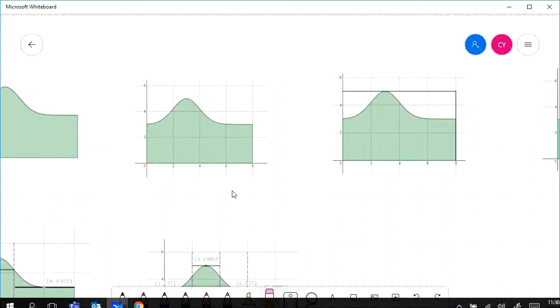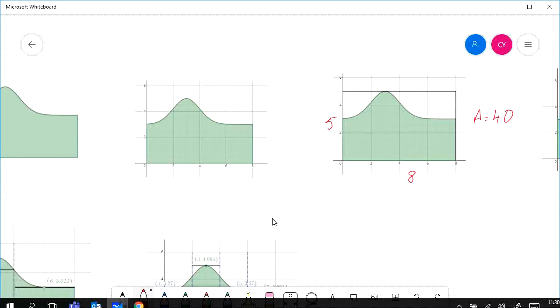Now what I'm going to do is draw a rectangle that is just big enough to cover that whole shape. And you can see that my rectangle is 5 up this side and 8 along that side. So the area of my rectangle is 40, whatever my units might happen to be. So the area of my shape, the green bit, has to be less than 40.